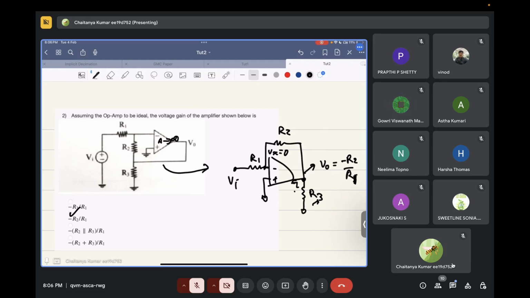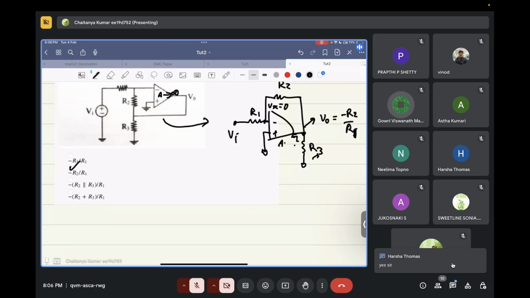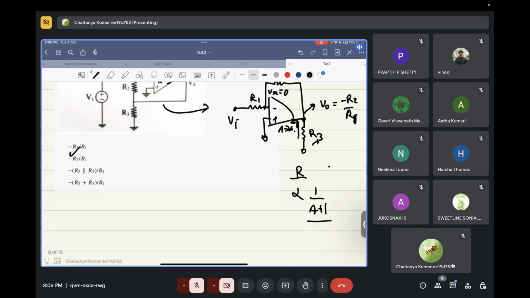Is this clear? Yes, sir. Okay. Now this happens only if the gain is infinity. If the gain is not equal to infinity, then the output impedance will be a factor of something, proportional to 1 upon A plus 1. As homework, you can actually find out the output impedance if A is not equal to infinity. It will be of some factor like 1 upon A plus 1. And if A tends to infinity, the output impedance goes to zero.